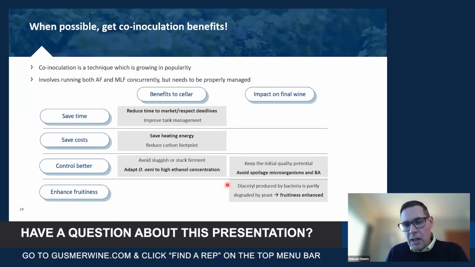So this is where co-inoculation becomes somewhat of a stylistic tool. So it's a very effective technique. It's also fair to say that sequential fermentation very much has its place, but the choice is there, and it comes down to what fits in with the wine style and what fits in with the cellar.